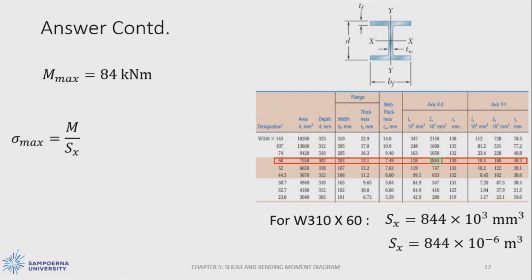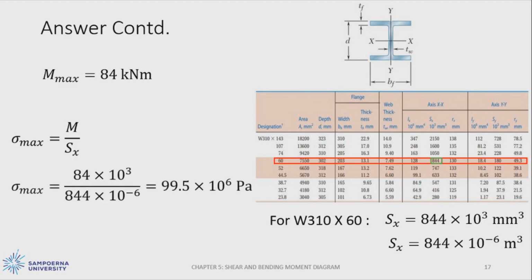The maximum stress that might occur in the beam is calculated by this formula. And by substituting the values into this formula, we will obtain that the maximum stress occurring in the beam is equal to 99.5 times 10 to the 6 Pascal.